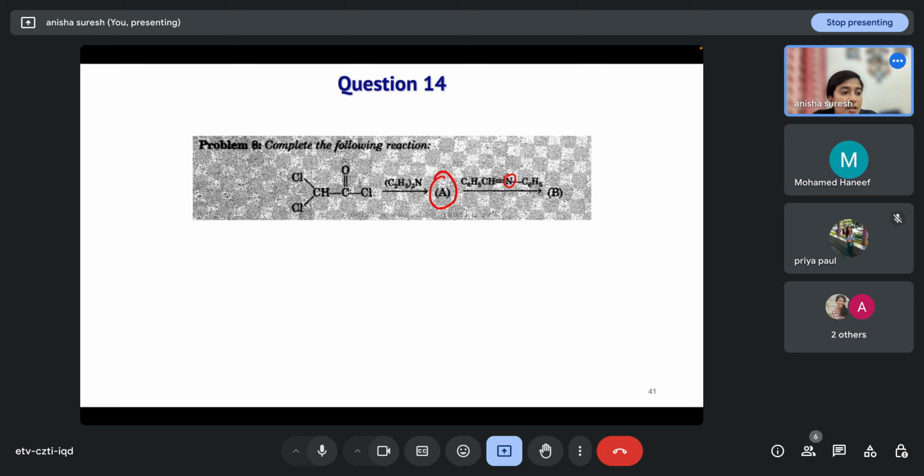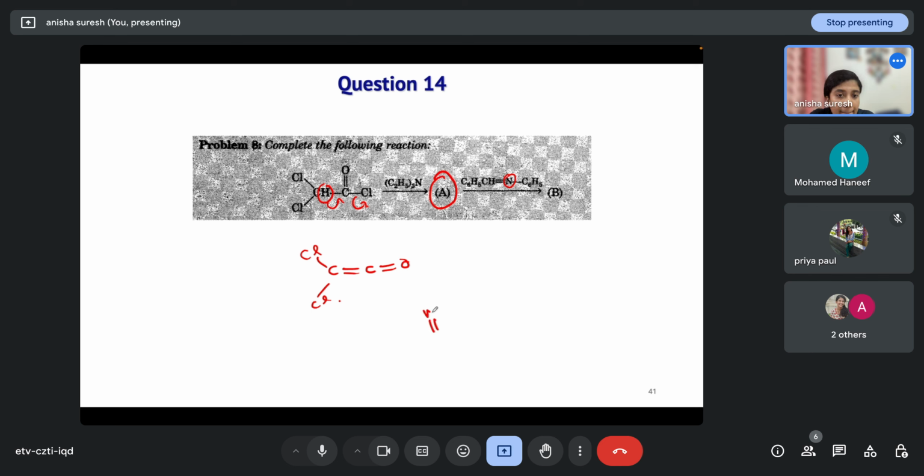Okay. So first, triethylamine will be abstracting this proton. Then the Cl will be leaving and it will result in the formation of this ketene. Okay.